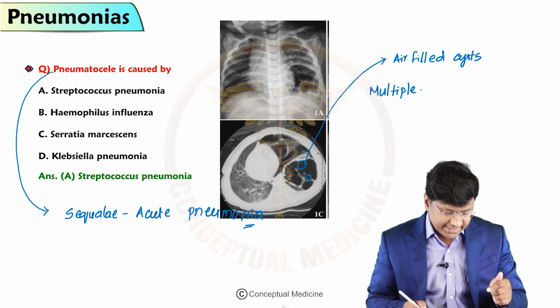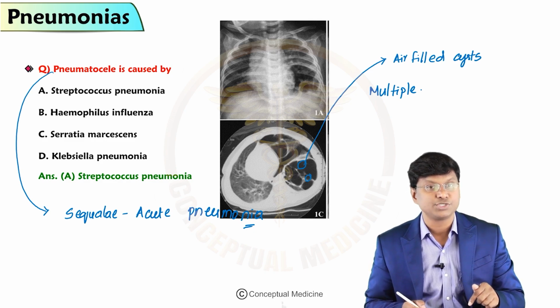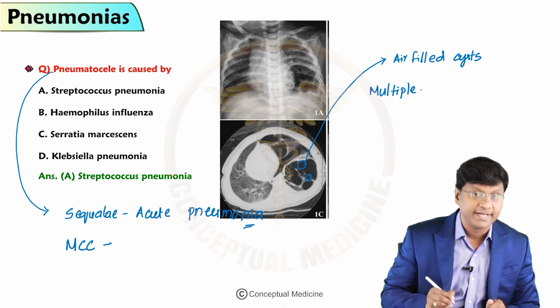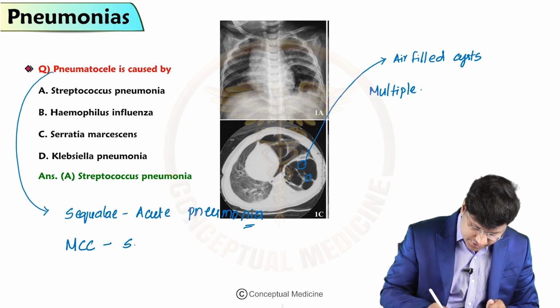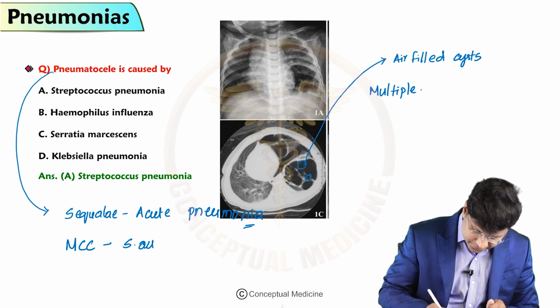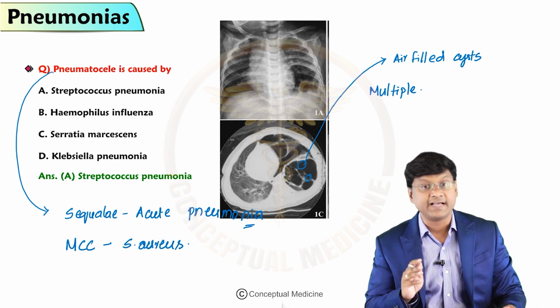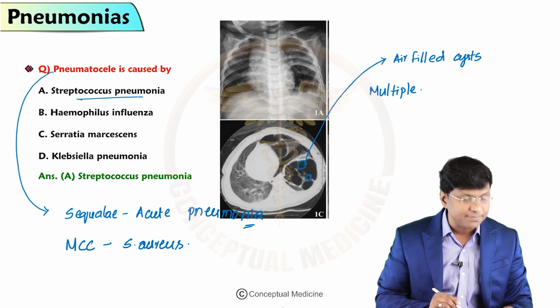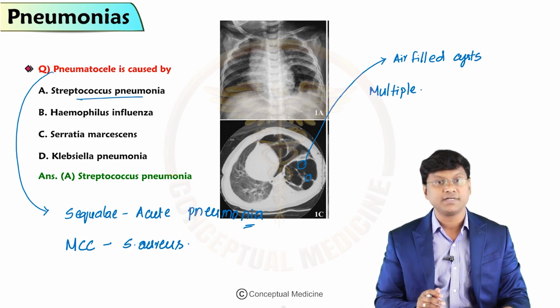And this pneumatocele is not only caused by Streptococcus pneumoniae, it is also most commonly caused by Staphylococcus aureus. And not only Staphylococcus aureus, even Streptococcus pneumoniae will also cause this particular pneumatocele.